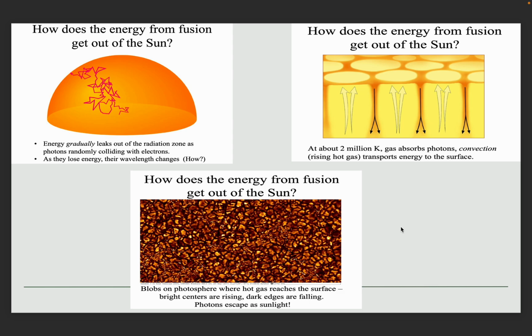Convection, the gas absorbs the photon. The convection, or rising hot gas, now transports the energy to the surface. Blobs of photosphere where the hot gas reaches the surface show the bright centers are rising and dark edges are falling, and the photons escape as the sunlight.